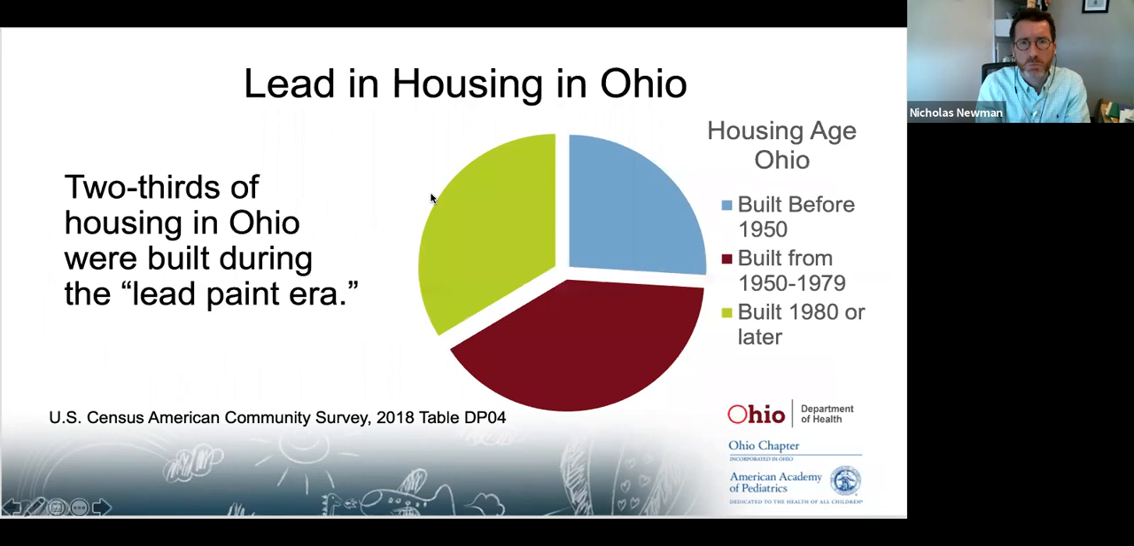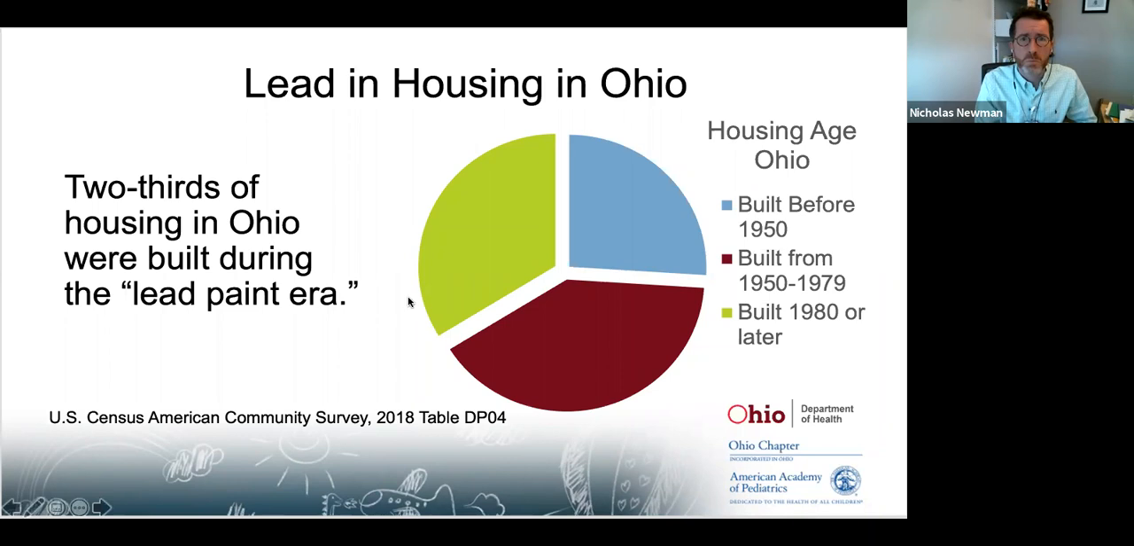Next slide, please. Lead in housing, like we said before, is how about 80% of the kids are exposed. Two-thirds of housing in Ohio was built during this lead paint era. The parts of Ohio that have predominantly newer housing are the exurban areas outside of the major metropolitan areas. But there are obviously the inner cities, the inner suburbs, and the rural areas of Ohio that also have a lot of older housing. Next slide, please.